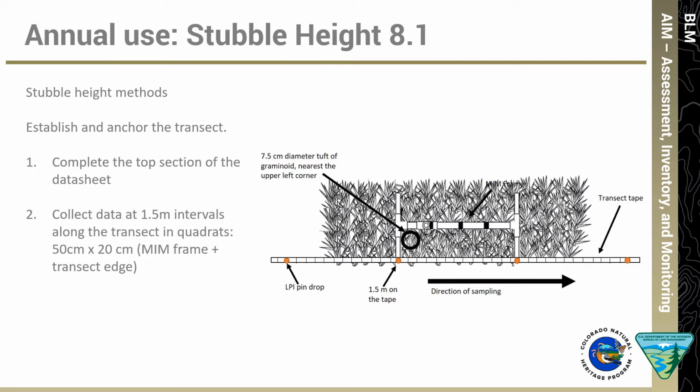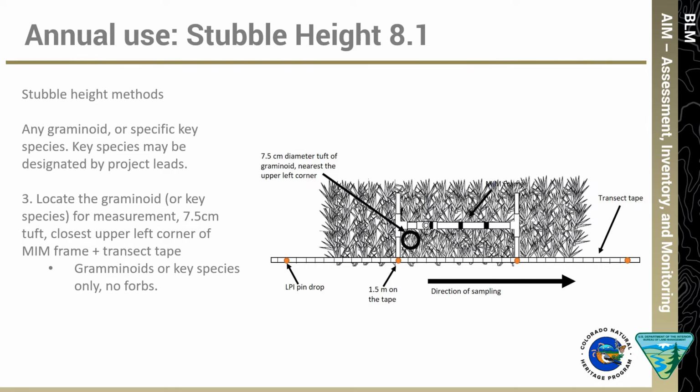At each designated mark, place the MIM frame along the transect, as shown in the diagram, on the opposite side of the tape from where you're standing to form a 20 centimeter by 50 centimeter quadrat. The long 50 centimeter edge of the MIM frame should be parallel to the tape, and the left short 42 centimeter edge should be perpendicular to the tape in line with the designated mark. The quadrat for stubble height is the half of the MIM frame closest to the tape.